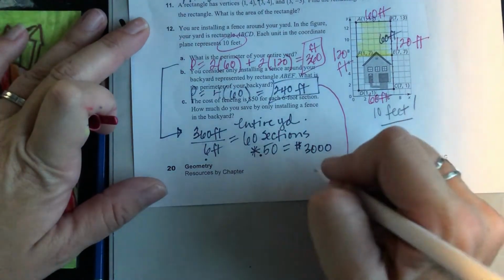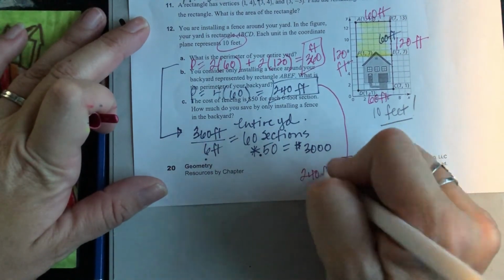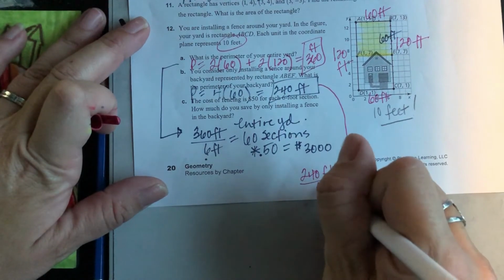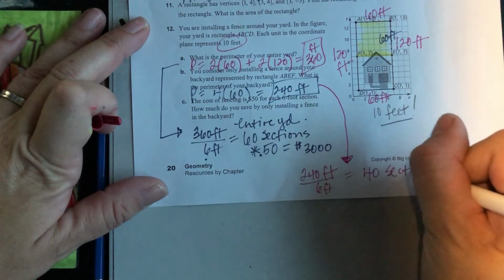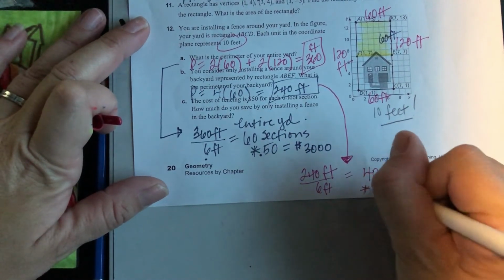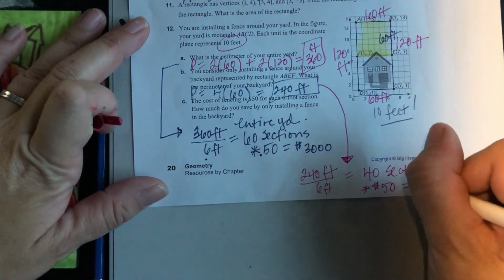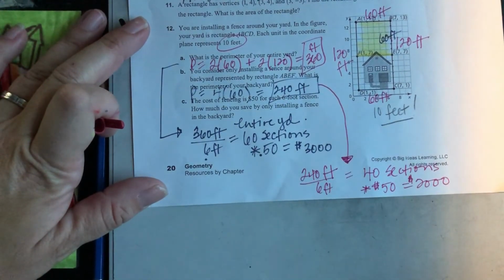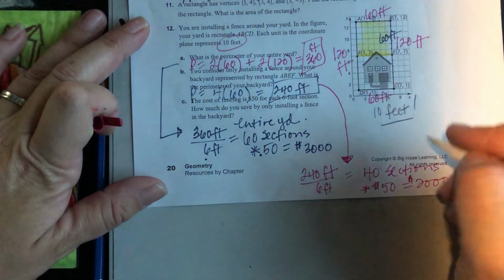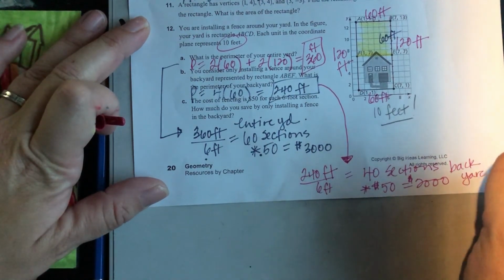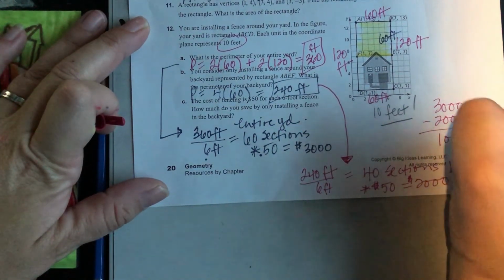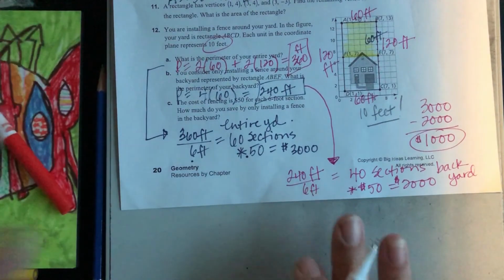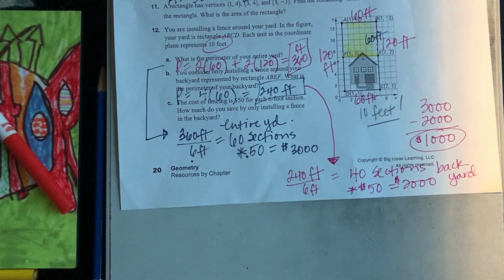If I only fence the backyard, that's 240 feet. They still come in 6-foot sections, so I would need 40 of them if I only did the backyard. 40 times $50 a piece is going to be $2,000. How much do you save by installing a fence only in the backyard? Well, whole yard is this, backyard would just be this, so the difference would be $1,000 if you only fenced in your backyard. You'd save $1,000 by not putting your fence around the front yard. All right.